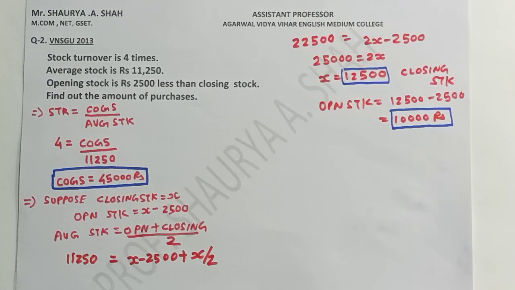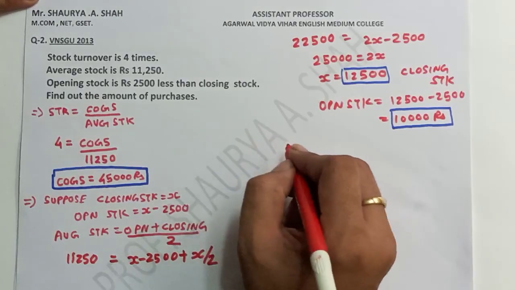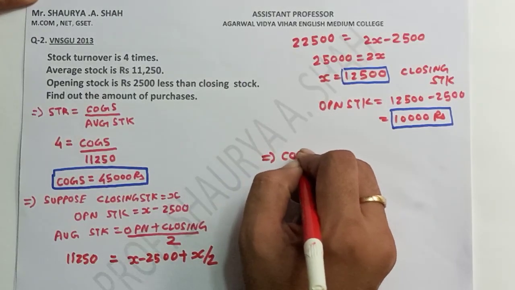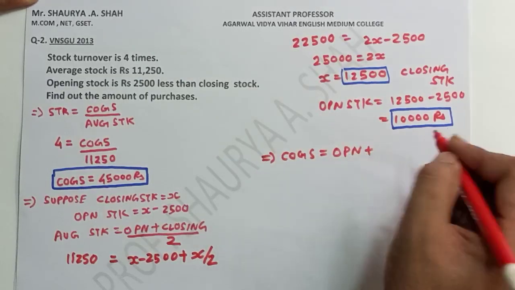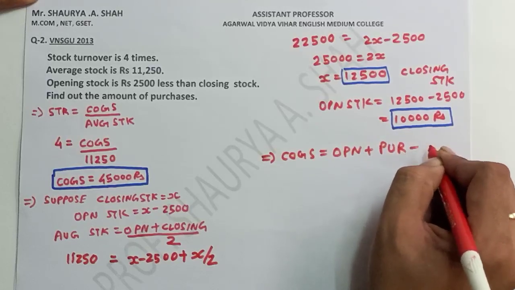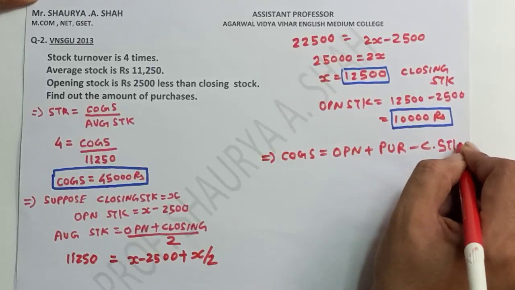Fine. Now moving on to the next part, what is asked in the sum. We have just solved the half sum, students. You have been asked for the purchase amount. So how can I find out the purchase amount? To find the purchase amount, I need to go to the formula of cost of goods sold. You must be clear with this formula, students. COGS is equal to opening stock plus purchase minus closing stock.